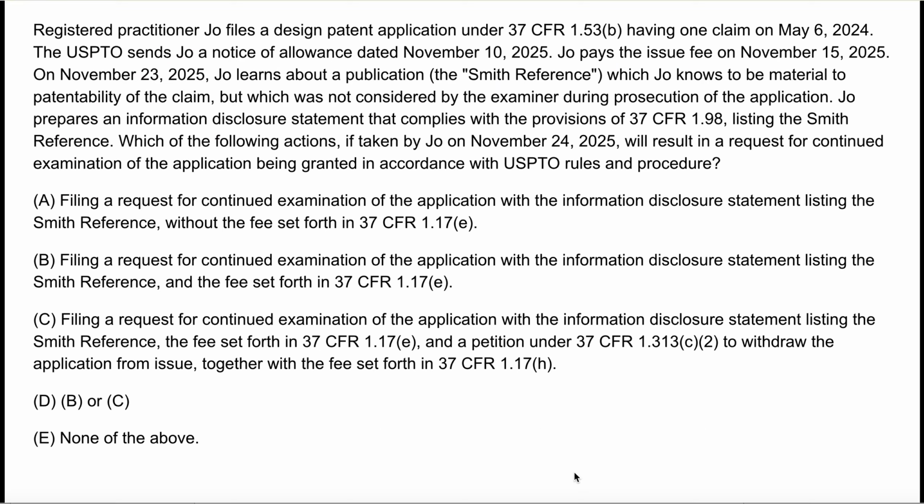So this question says, Registered Practitioner Joe files a design patent application under 37 CFR 1.53(b), having one claim on May 6, 2024. The USPTO sends Joe a notice of allowance dated November 10, 2025. Joe pays the issue fee on November 15, 2025. On November 23, 2025, Joe learns about a publication, the Smith reference, which Joe knows to be material to patentability of the claim, but which was not considered by the examiner during prosecution of the application.